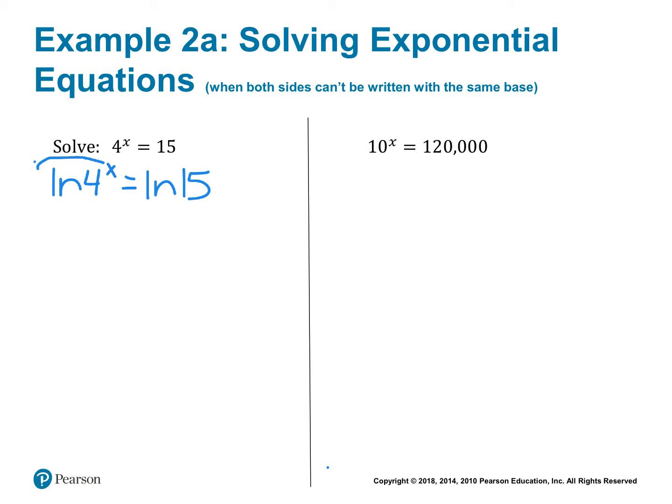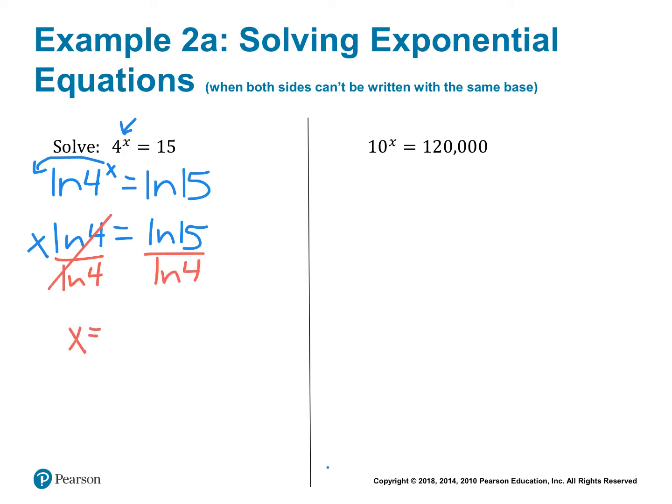Okay, let's go ahead and drop this x down in front. And the right side stays the same. So now we're trying to solve for the x, trying to figure out what this x would be. I can just isolate the x by dividing by the natural log of 4. So now those cancel and I'm left with x equals the natural log of 15 over the natural log of 4. Sometimes it'll ask for the exact answer, and you would leave it like that.